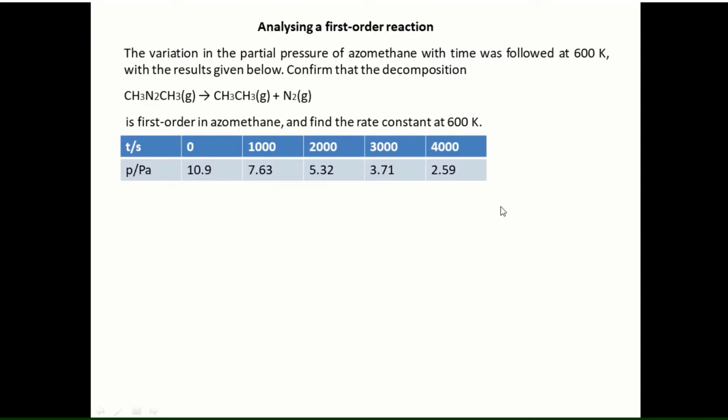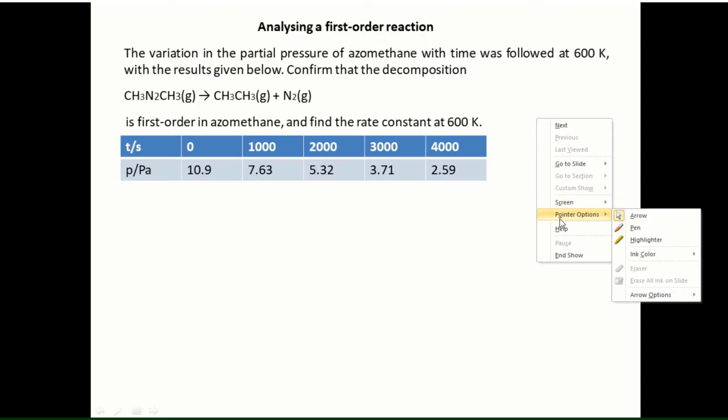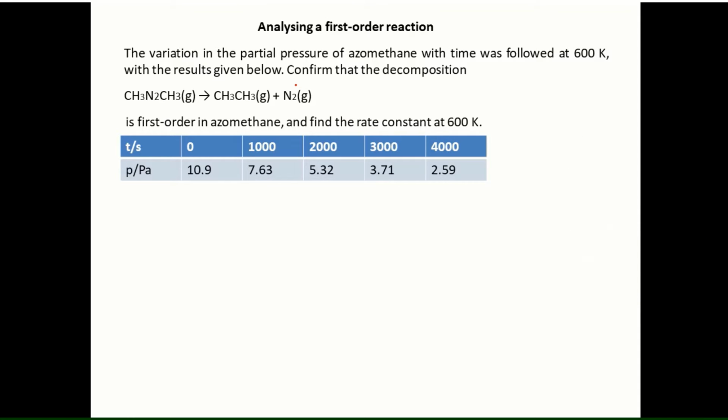Analysis of first order reaction. The variation in the partial pressure of azomycin with time was followed at 600 Kelvin, with the results given below. The chemical equation is this one, and we are told that this is a first order reaction, so we are required to find the rate constant. In other words, we have to find the rate constant.